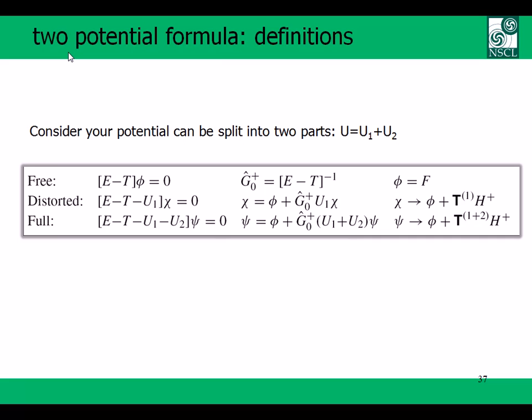Asymptotically, this chi goes as phi plus an outgoing Hankel function with a T matrix that corresponds to only the action of U1. So I'm going to represent the T matrix by T1. T1 means that there's only the potential U1. In the second case, psi, I've got both U1 and U2, and so asymptotically it has the same properties. It goes like phi plus some outgoing Hankel function, but with a T matrix that now has both potentials, U1 and U2. All with me? Do we agree on the definitions? So phi, chi, and psi. Good.